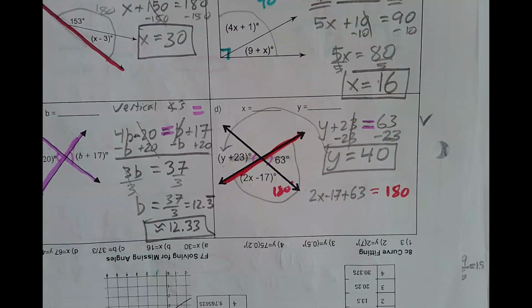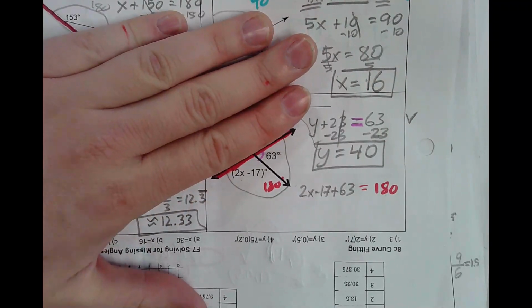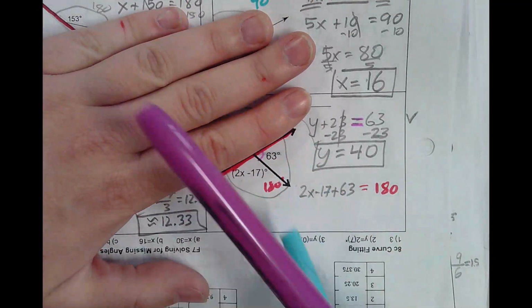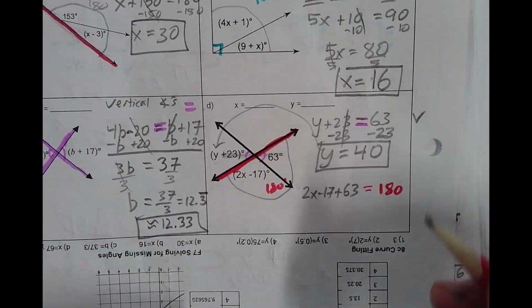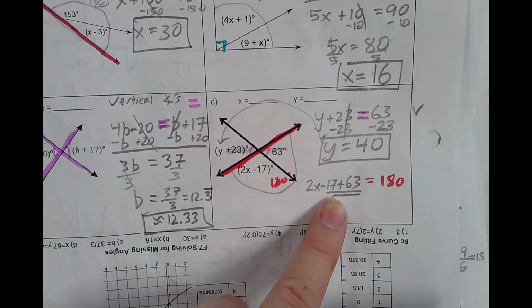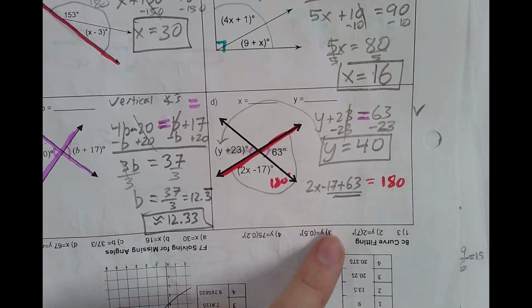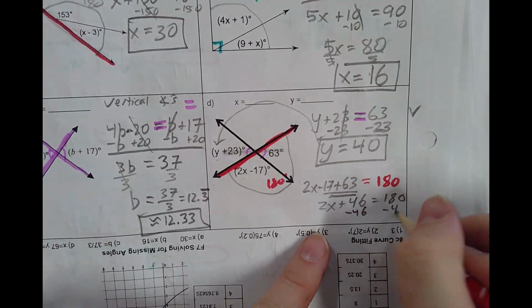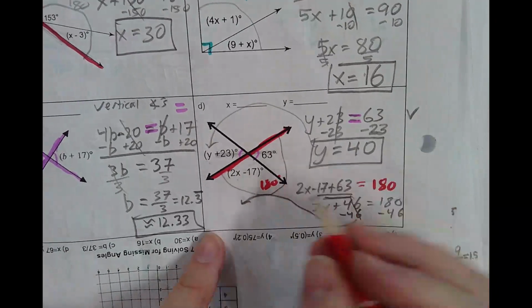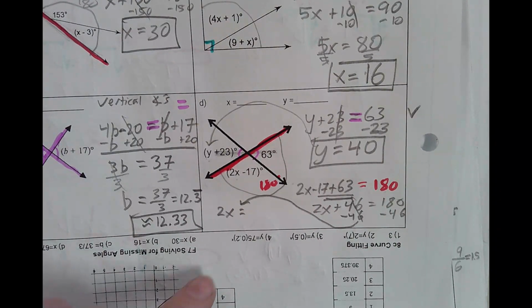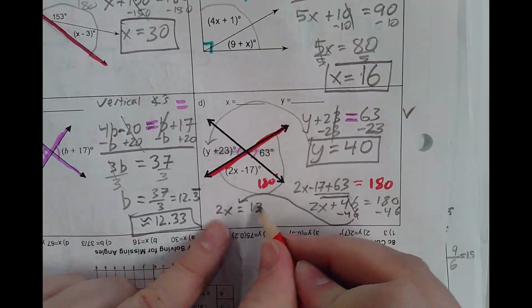The way we solve for x here would be we're going to use the idea that they create a straight line. If it creates a straight line, then we know it forms 180 degrees, a supplementary pair. Okay, so really carefully, I'm going to add these two numbers together, the like terms. Negative 17 plus 63. That would be 46. So 2x plus 46 equals 180. If I subtract 46 to both sides, I will get, let's put it over here, 2x equals 180 minus 46 is, I believe, 134. I really hope I did that correctly.